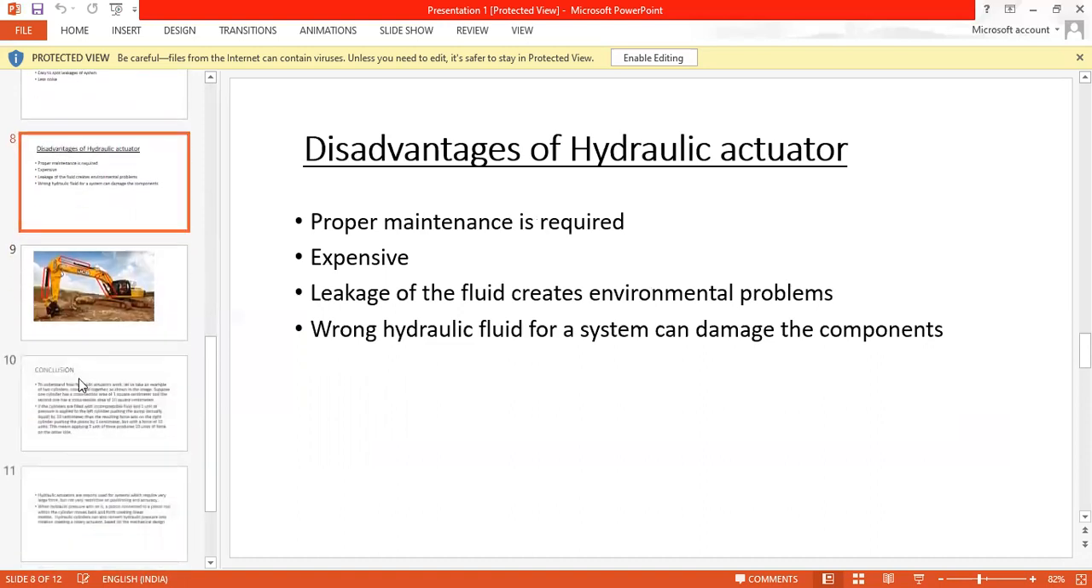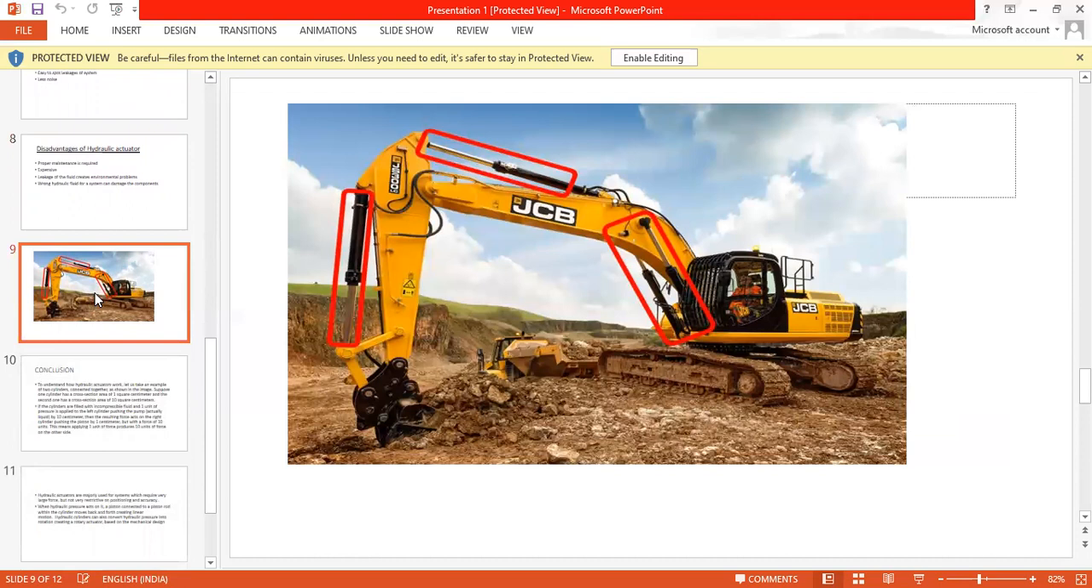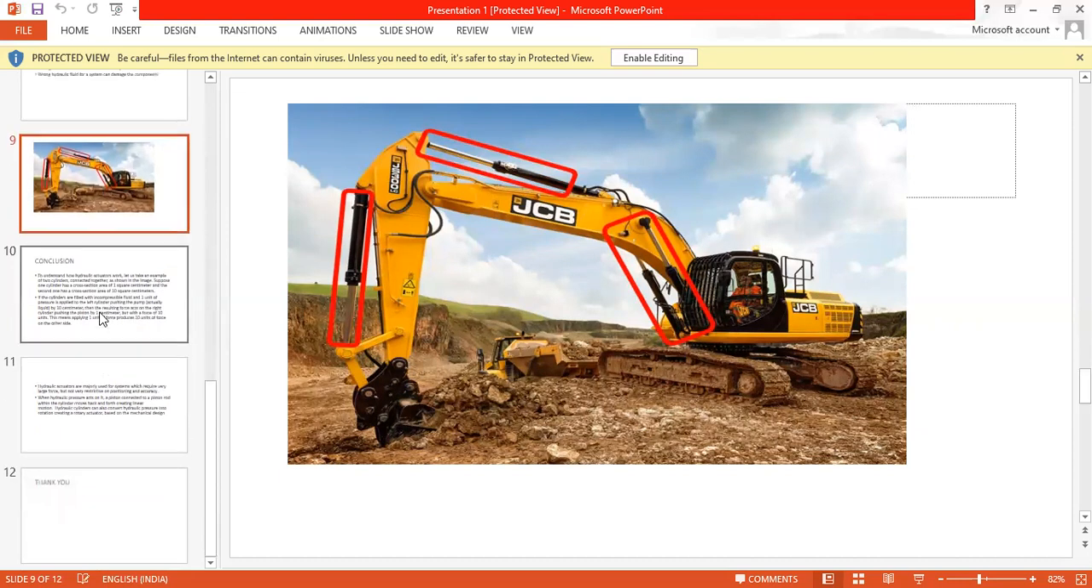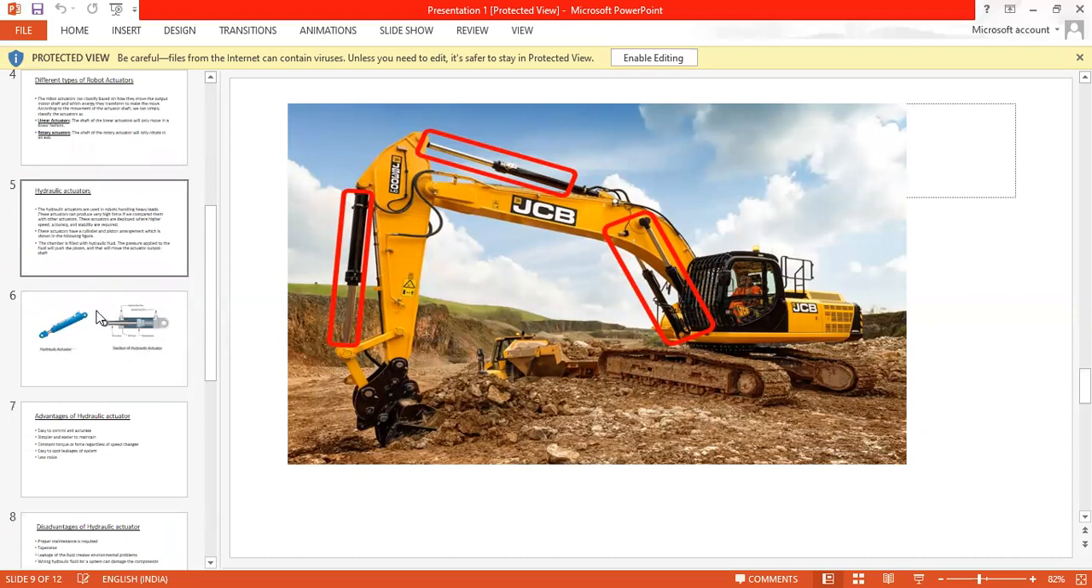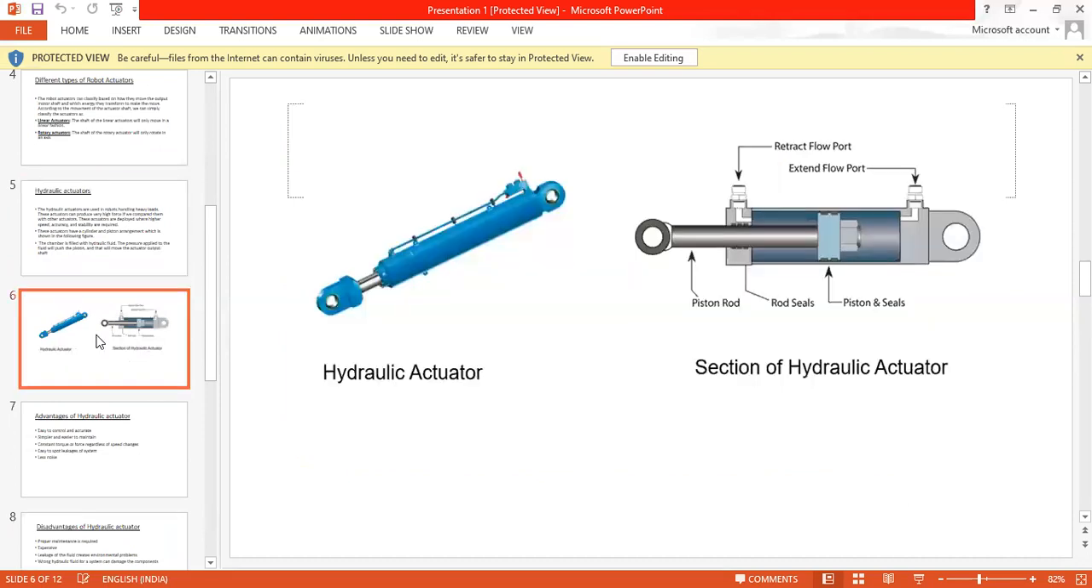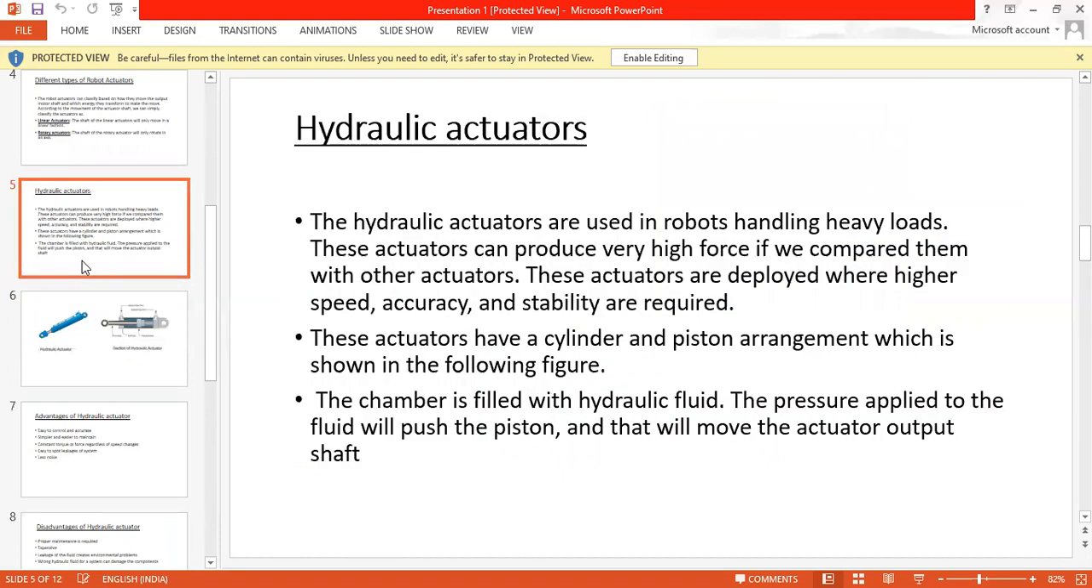Here, this hydraulic actuator is used in the JCB, where the movement is actually made much easier and more comfortable to move a machine. Here we can see how the section of the hydraulic actuator is placed and how the working principle of the piston is done in the hydraulic actuators.